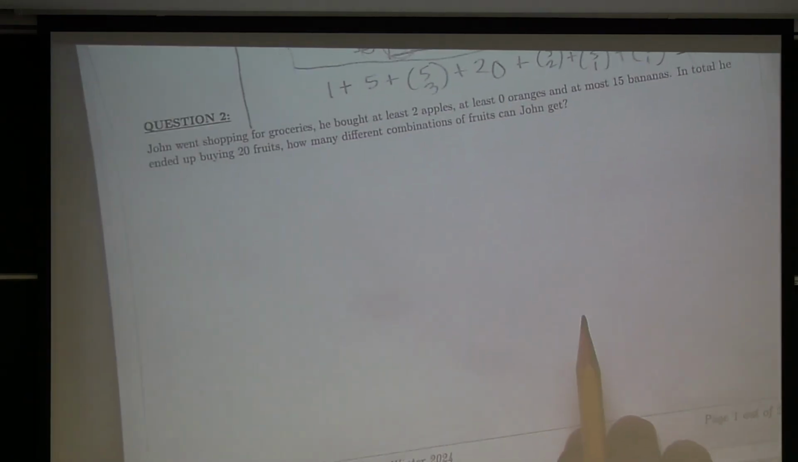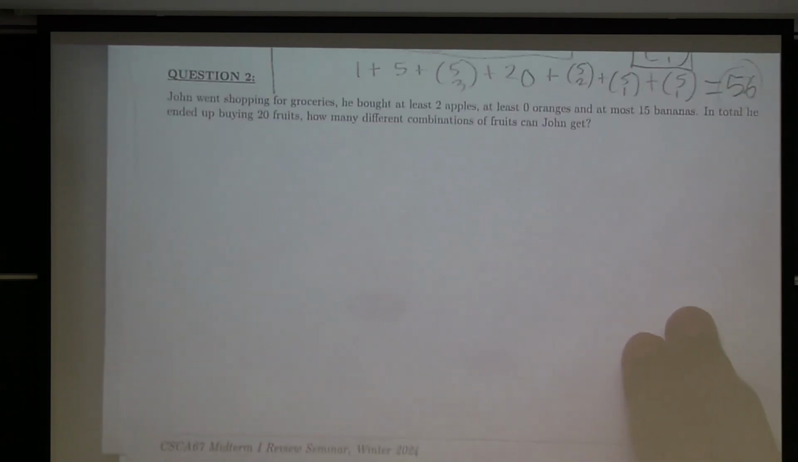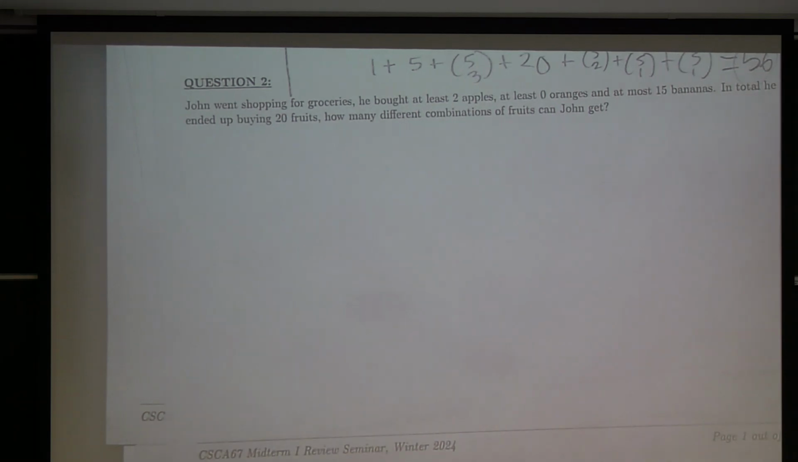I think I'll just present the solution right now, and for the next problem I'll give you guys some time to try on your own. So for this question, we're given a word problem. John went to the groceries. He bought at least 2 apples, 0 oranges, and at most 15 bananas. And in total, he ended up buying 20 fruits. The question asks us to find the number of combinations of fruits John can get.